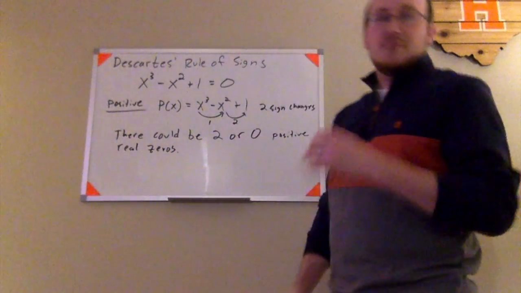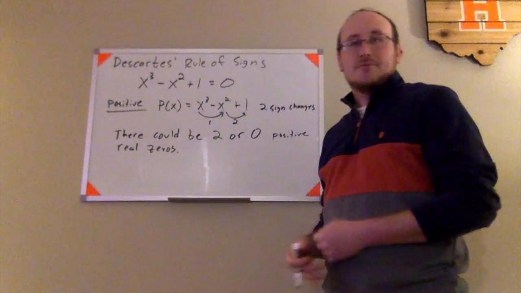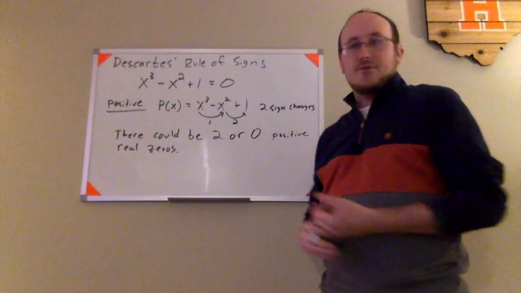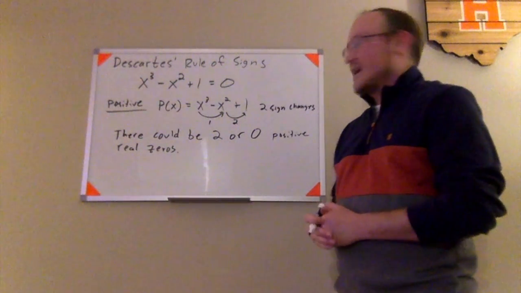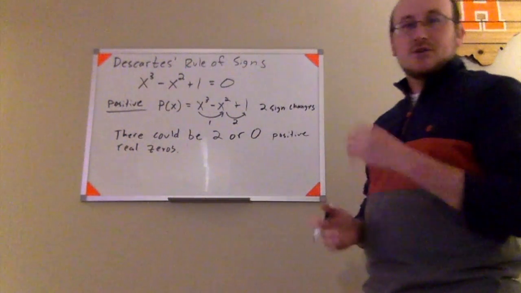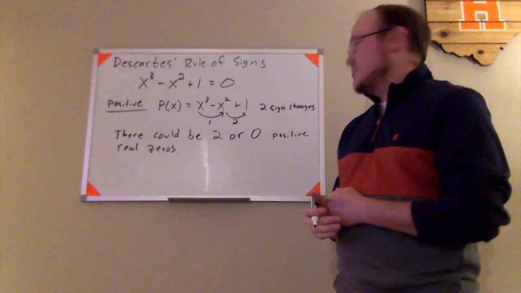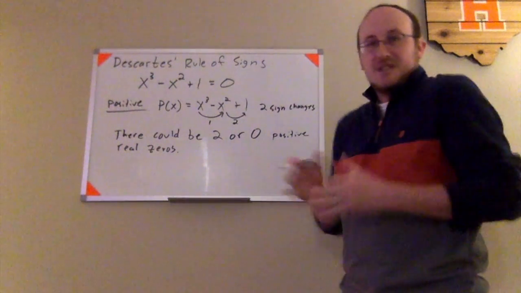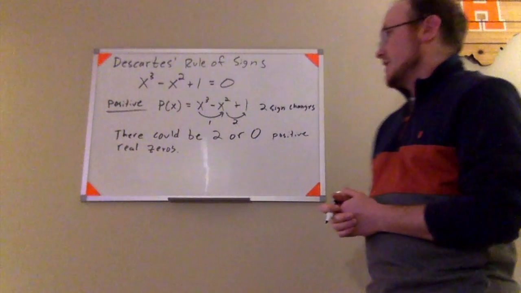It's a lot like back when we talked about the turning points of a function. If a function had a maximum of 4 turning points, it could also have 4 or 2 or 0. If it had 3, it could have 3 or 1. They decrease in even pairs, by even numbers like that. So Descartes' rule of signs showing two sign changes here for the positive tells us that there could be 2 positive real zeros or 0 positive real zeros. It's not exact. It just narrows it down. There's either 2 or there's none for this particular one.